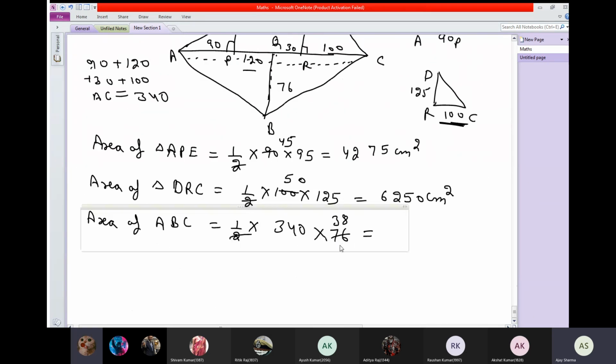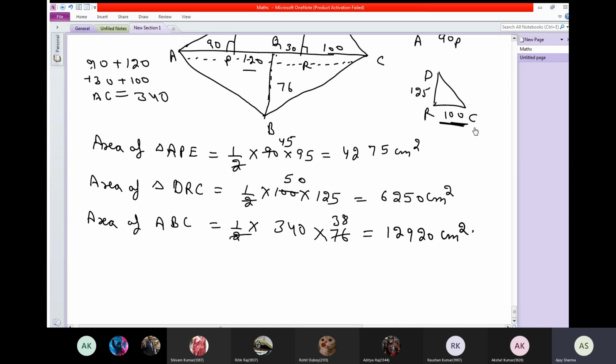12,920 centimeter square. Now three triangle areas are calculated, and one remains. Which one remains? Trapezium.